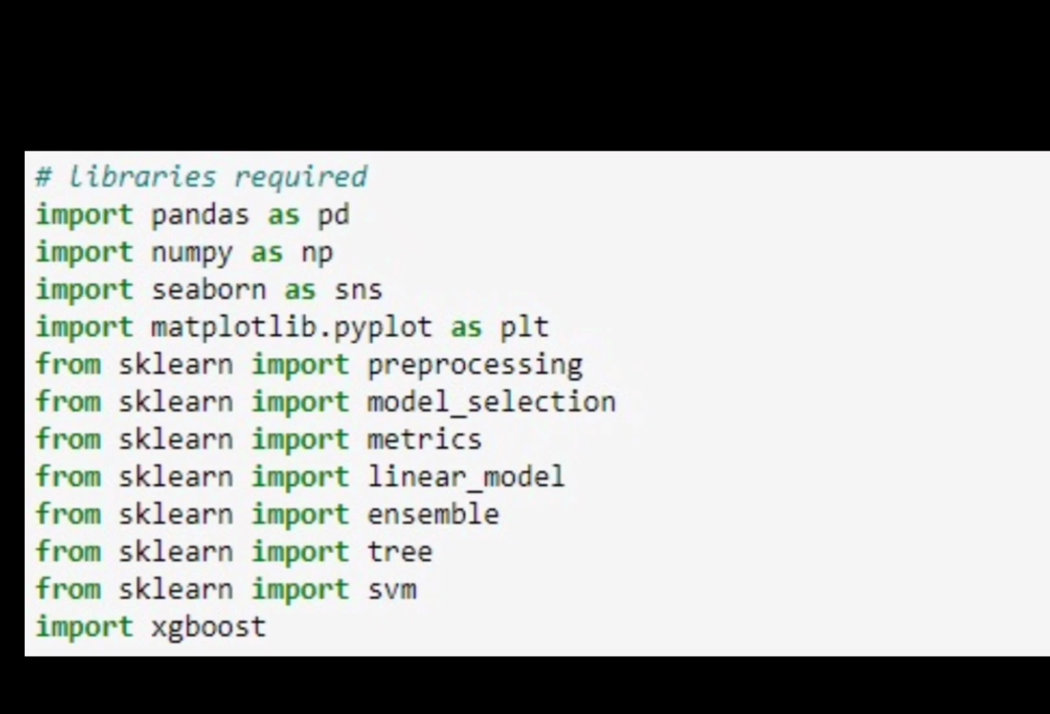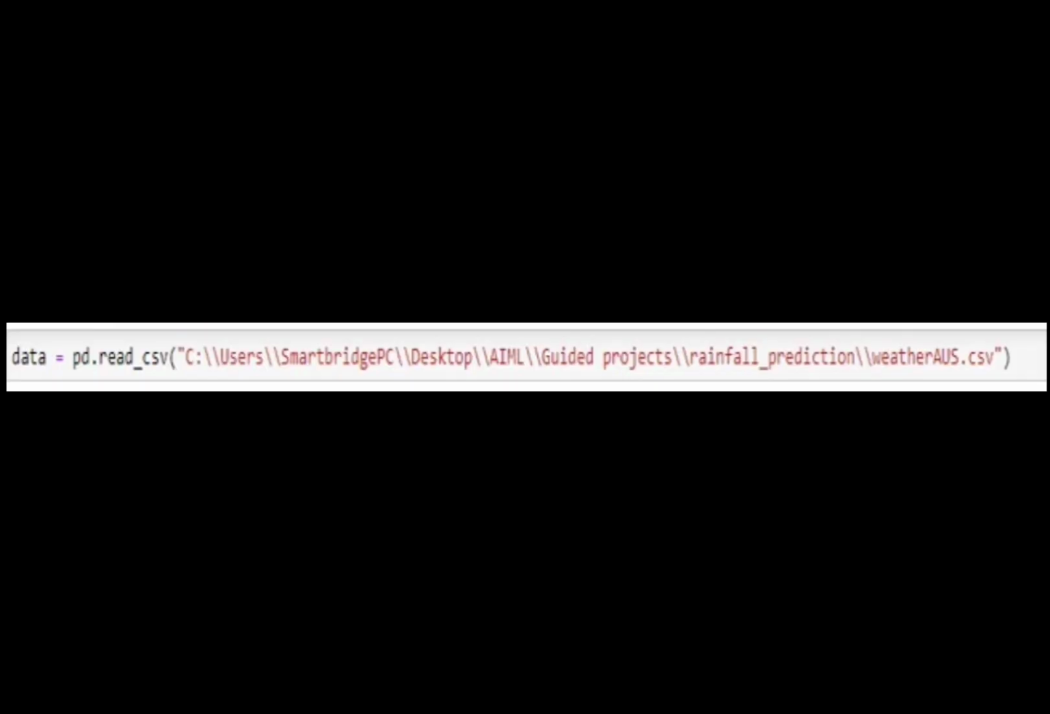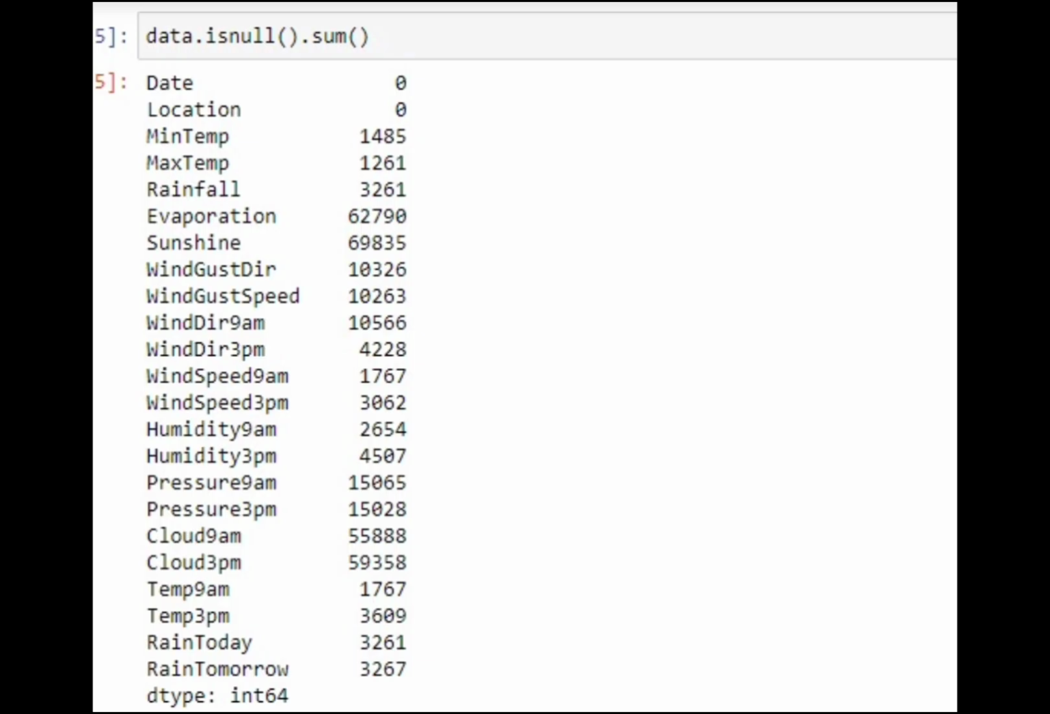Here I am importing all the required libraries such as pandas, numpy, seaborn for data handling and visualization. I am also importing machine learning models from sklearn, XGBoost for model building and evaluation. I am loading the dataset using pandas read CSV function. I am checking for missing values in the dataset using the isNull function. This helps us understand which columns contain null values so we can handle them properly during the data cleaning process.